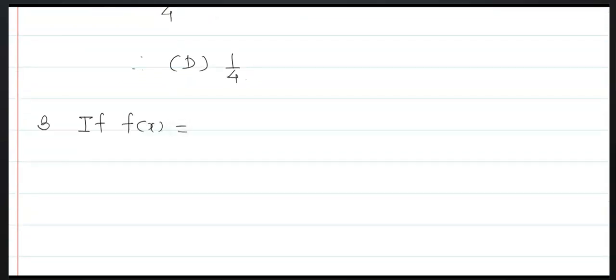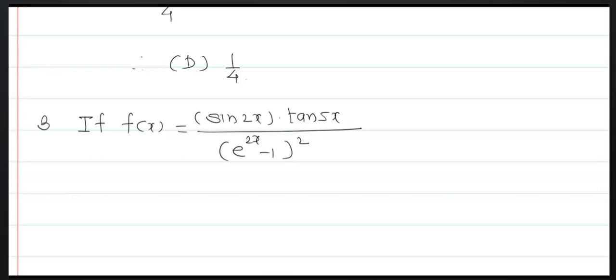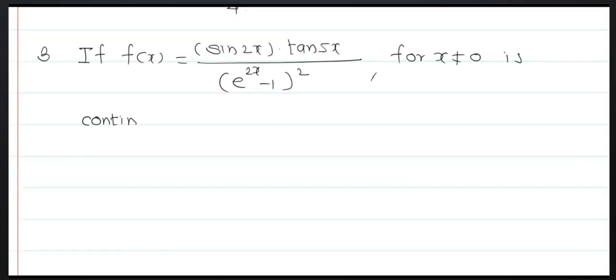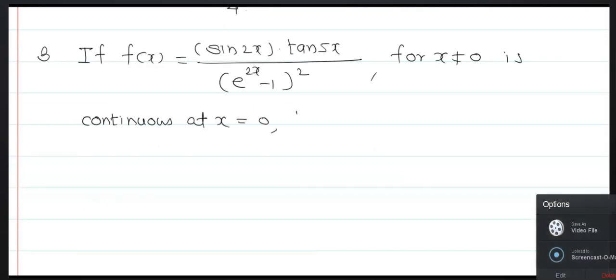Now the third one. If f of x is equal to sine of 2x into tan of 5x upon e raised to 2x minus 1, bracket square, for x not equal to 0. Observation is most important to solve this type of limit. Okay, now here is sin 2x, it requires x, tan of 5x, it requires again x. And what about the denominator? E raised to 2x minus 1 bracket square, it will require x square.